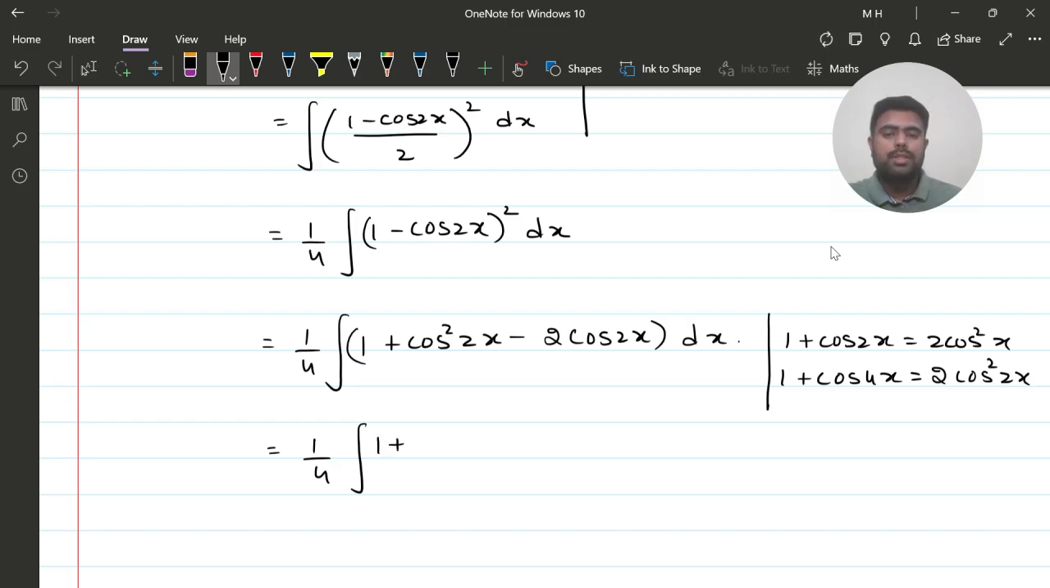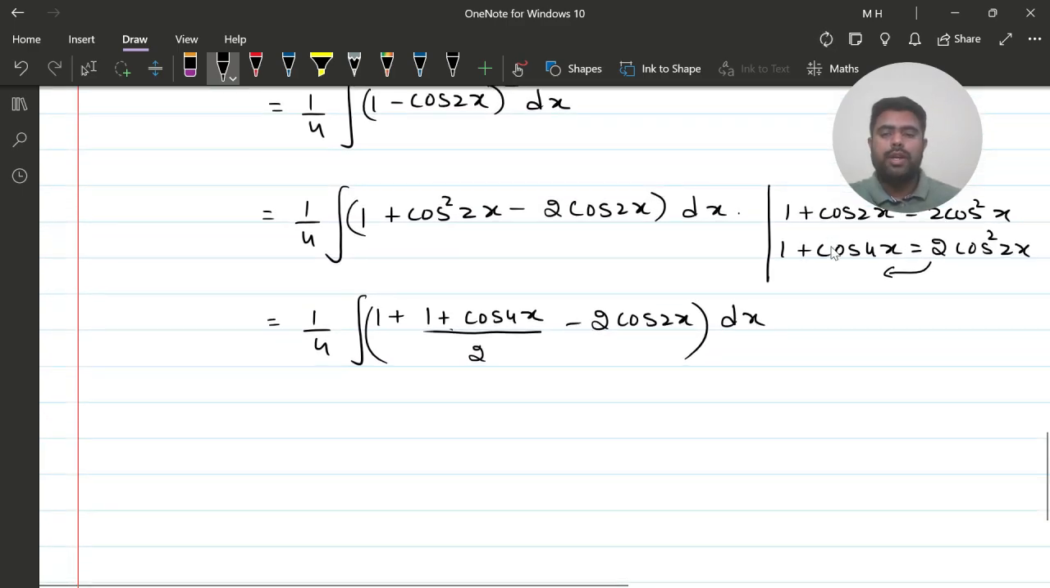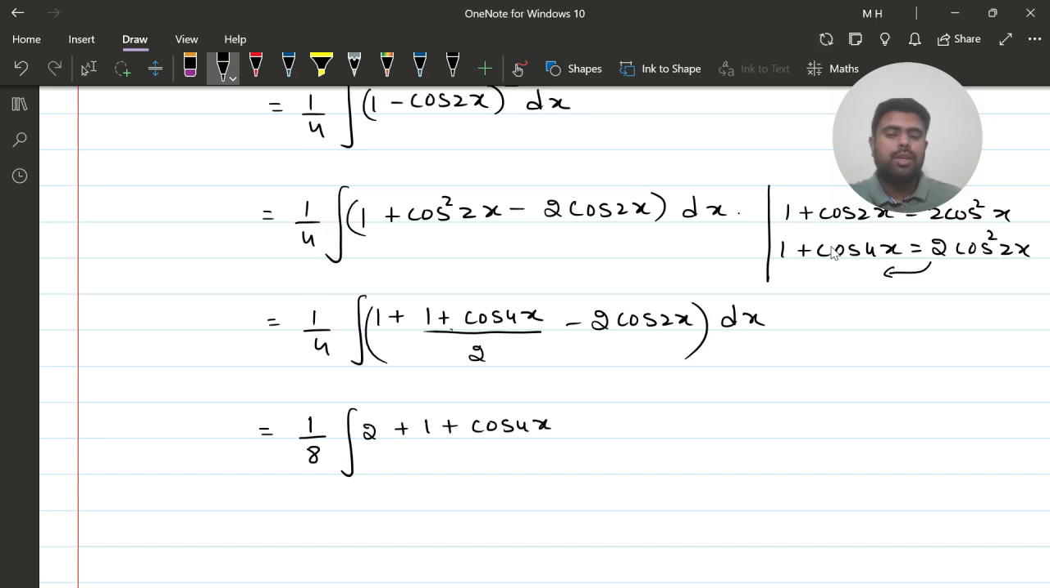So therefore cos square 2x ನ ಹೇಗೆ ಬರೀಬಹುದು? ಇದನ್ನ ಈ ಕಡೆಗೆ ತಗೊಂಡ್ಬಂದ್ರೆ ಡಿವೈಡ್ ಆಗುತ್ತೆ. I can write it as 1 plus cos 4x divided by 2, minus 2 cos 2x dx. Okay, so if I take the LCM, what would I get? 1 by 2 ಹೊರಗೆ ಬಂದ್ರೆ it would be 1 by 8 into integral of, ಇದು 2 ಆಗುತ್ತೆ, 2 plus 1 plus cos 4x ಹಾಗೆ ಉಳಿಯುತ್ತೆ, minus 4 cos 2x dx, right? ಈ 2 plus 1 ಎರಡು ಸೇರಿ 3 ಆಗೋಗುತ್ತೆ.